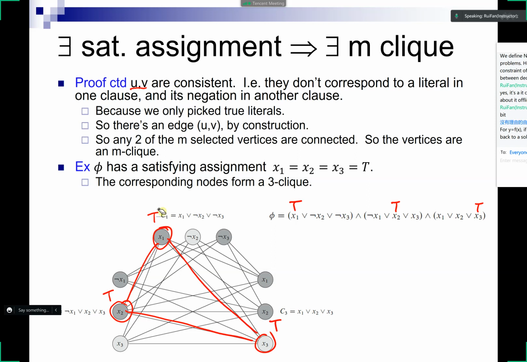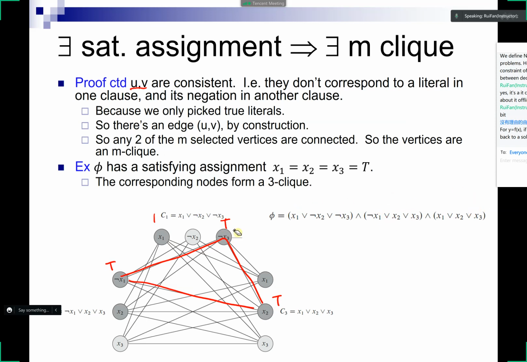Okay, so let's do another example. Let's find some other clique. Okay, let's find this clique. Here again, you see that these vertices come from different clauses. Let's set all of them to be true, and you can see that they're not negations of each other, so it's possible to set all of them to be true.